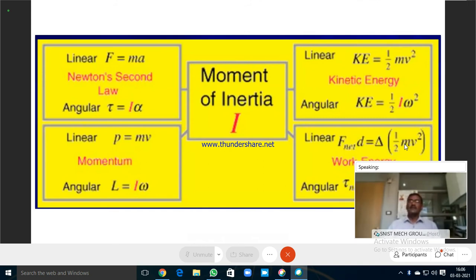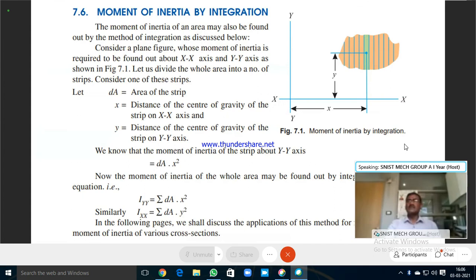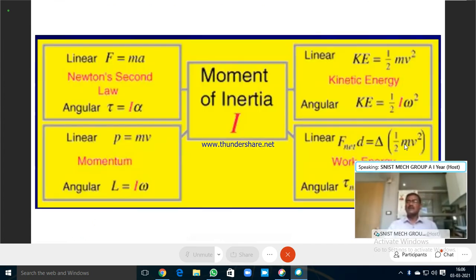Shall I switch to next slide? Yes. Now, Sirisha, right? Please note down. You please replace the tau symbol with capital T. Tau is for shear stress. It is not a standard symbol here, wrongly given. You please write it as capital T, torque.